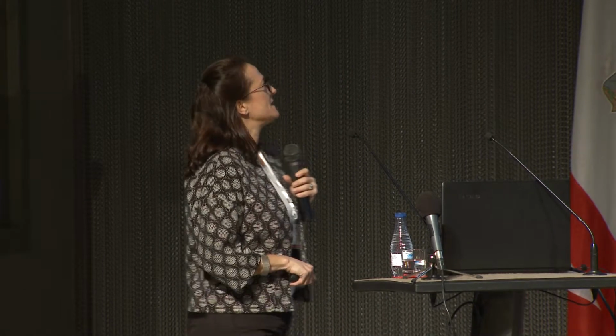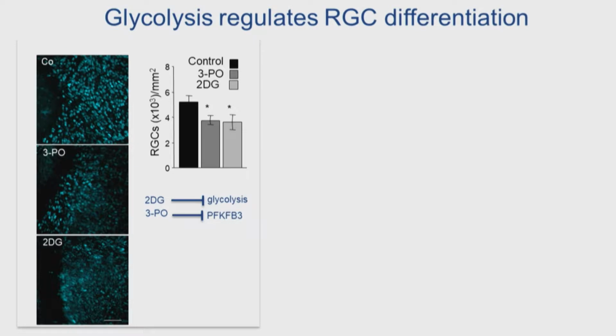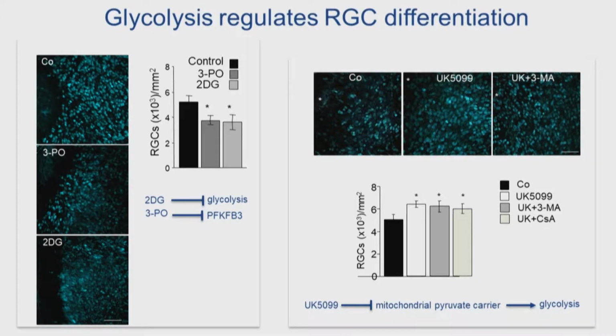Can we modulate differentiation by modulating metabolism? And the answer is yes. So in the retinal explants, we blocked glycolysis with two different drugs, and we could see an important reduction in the levels of differentiated neurons. And doing the opposite experiment, blocking the pyruvate entry into the mitochondria, which increases glycolysis, resulted in increased neuronal differentiation. More importantly, this increase in neuronal differentiation was independent of autophagy, because blocking autophagy did not decrease the number of retinal ganglion cells, suggesting that metabolism is downstream of autophagy.